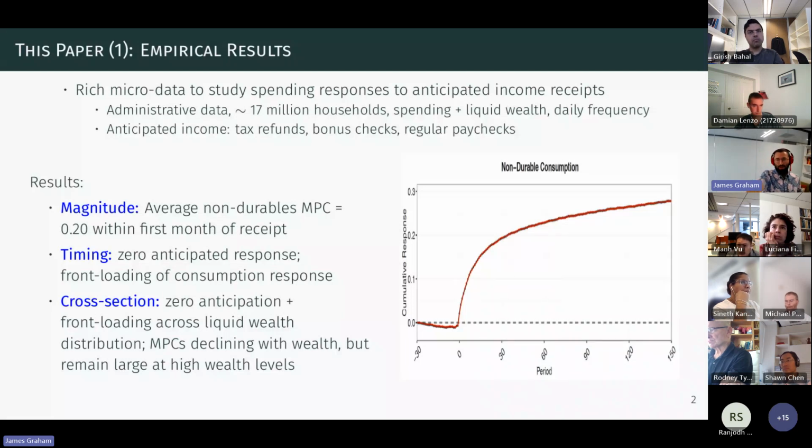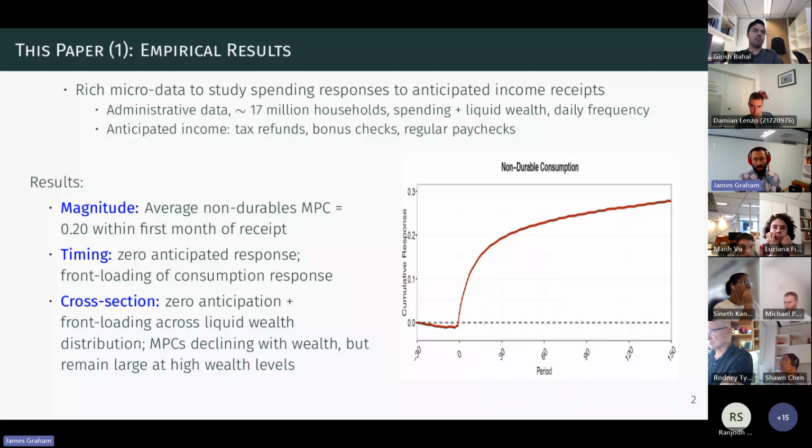Now, everything I'm showing you here is averages across all of the households in our data set, but we can also show, and I'll show you what this looks like for households across the distribution of liquid wealth. And we're going to show two things. First, these patterns of spending are exactly what you see right across the distribution of liquid wealth. So low wealth households are going to have that no anticipated spending response and then sharp spending response thereafter, but so are high wealth households.